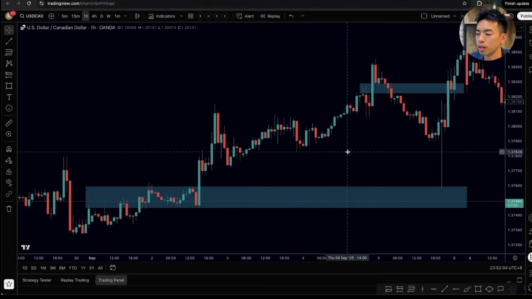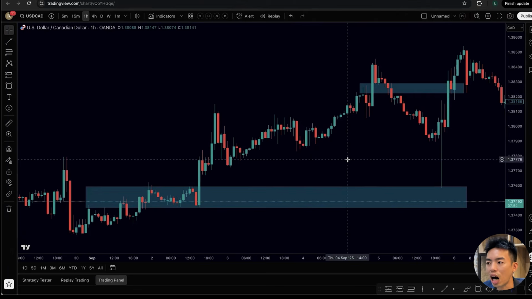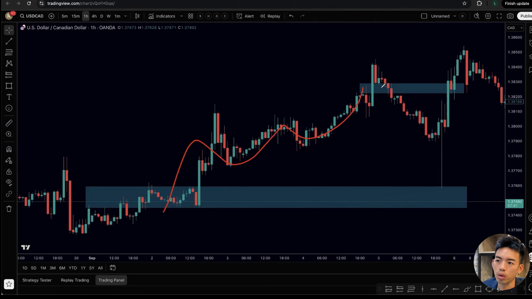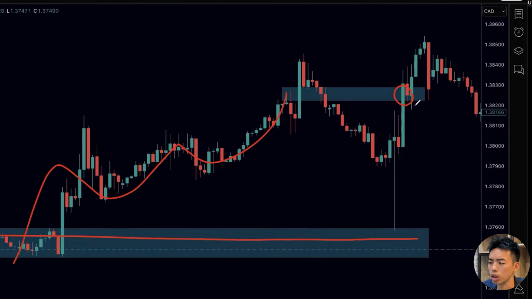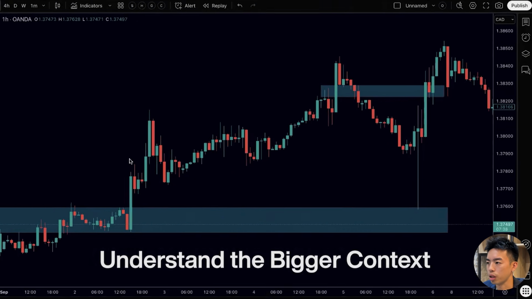So if we move back to the previous example that we were just looking at here on the dollar CAD example, you would argue that, hold on, this is also a trend, right? Why does this not work so well as opposed to this one right here? Of course, we have some type of reaction there, but that's not doing much, is it? The key here is to understand the bigger context.